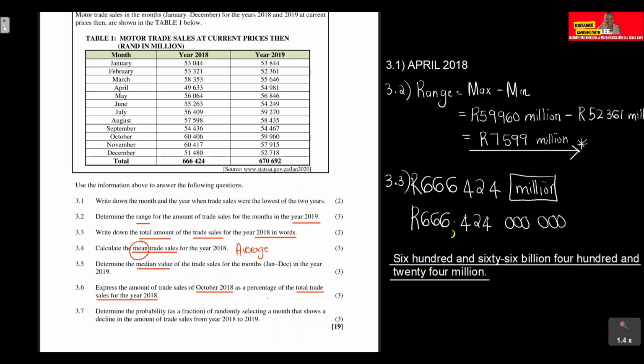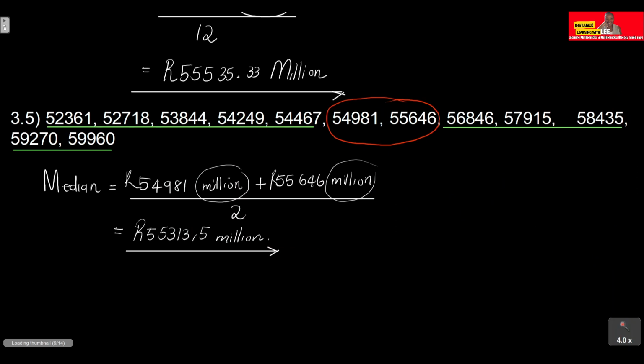So in this case, they told you what that individual value is. We want to calculate the percentage for the October sales for 2018, as a percentage of the total sales for the year 2018. So all that we need to do to get the percentage of the total sales that occurred in October is take that 60406 and divide by 666424, multiplied by 100. That is all that you have to do here, because it tells you exactly what you need. So let's write that down.